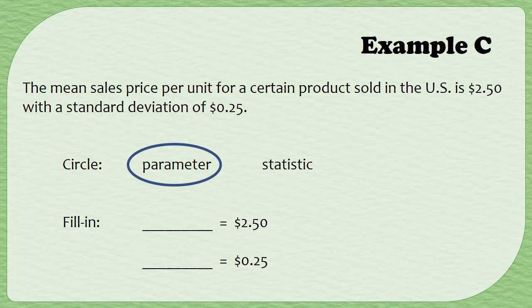The $2.50 is the mean sales price. Because it's a parameter, because it's a population, we have to go Greek. So we're going to use mu for $2.50. And then the standard deviation is 25 cents. Again, because this is a parameter, it's for a population, we're going to use the Greek letter to represent the standard deviation. And the Greek letter is this O looking thing. This is sigma. So sigma is 25 cents and mu is $2.50.